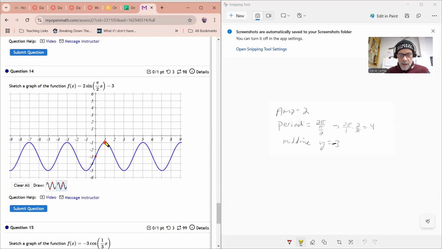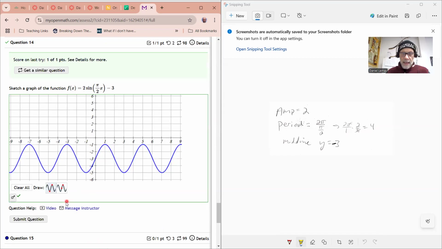And then what I got to do is make sure here. Let me go back to the pointer where I am just on the pointer. So the period is 4. So I have to make sure that it goes up, down, and back up at 4. I think this is right. It's got the amplitude of 2. Let's see if it likes it. Okay, and it did like it. So that's what I do.